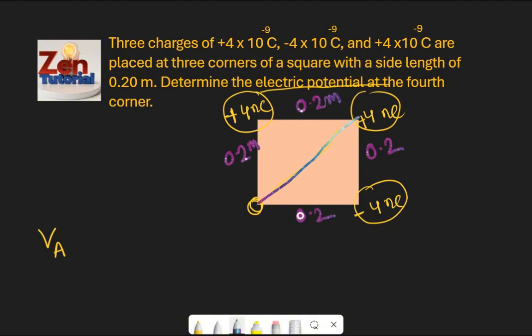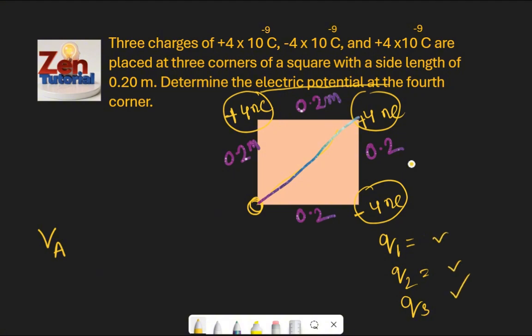So the value of Q1 is equal to 4 nanocoulomb, Q2 and Q3 we have, right? These three values we have.